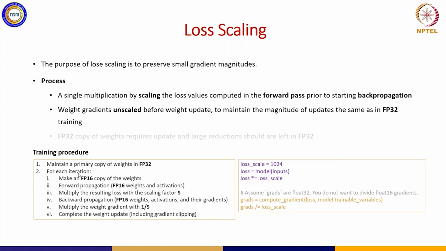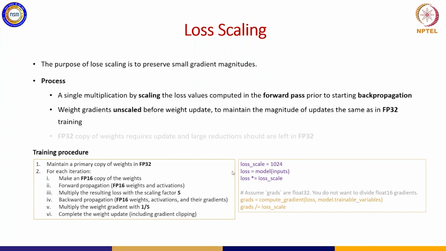Then during the iteration, this is what happens while you're training your deep neural network, where you can have the step and the iterations that are there. Within that step and iteration, you can make an FP16 copy of your weights. After that, with that FP16 copy of your weights, you perform what? The forward propagation. That is the initial run.